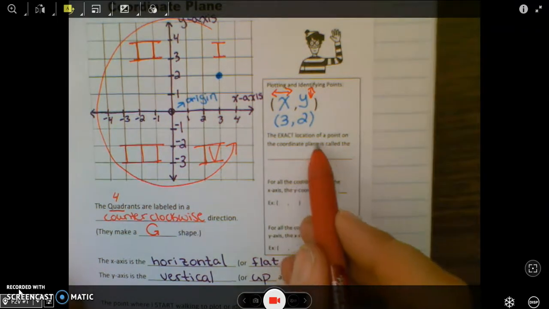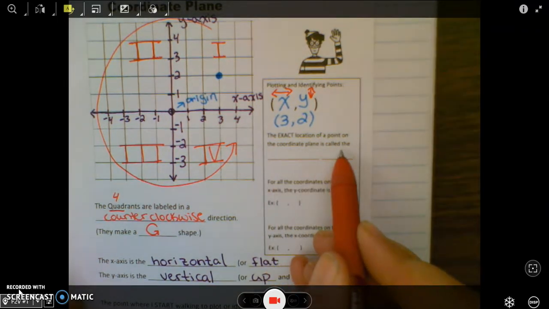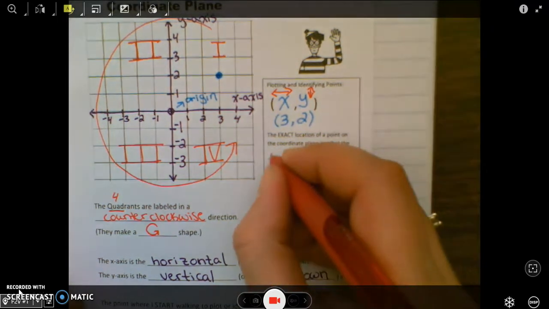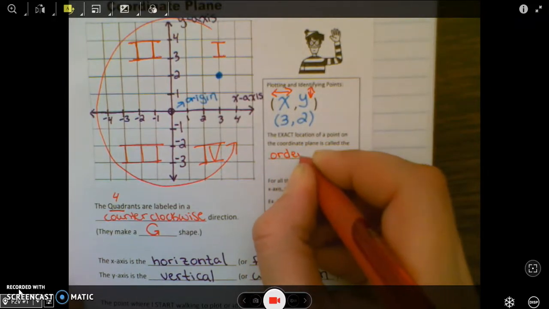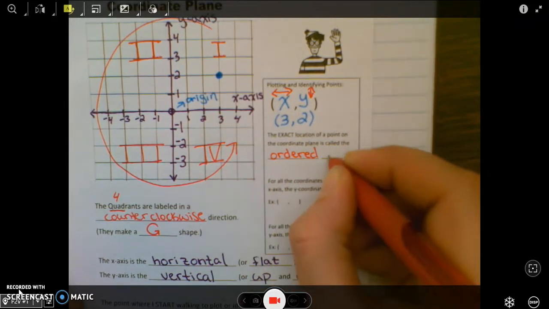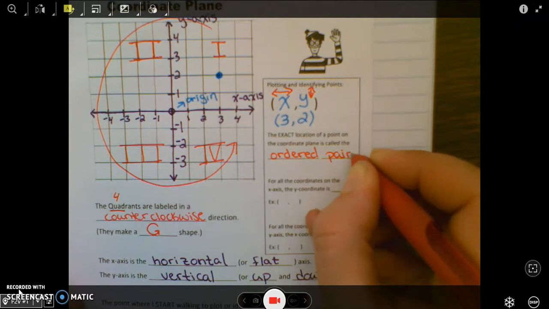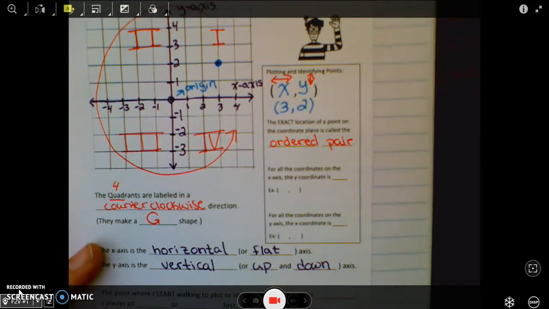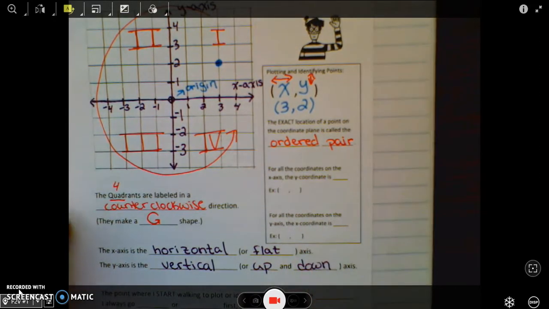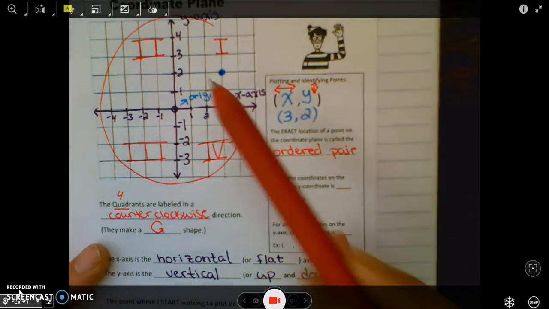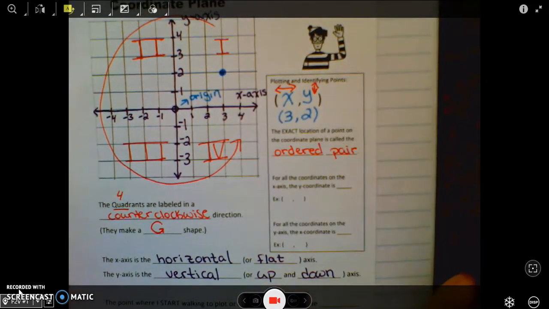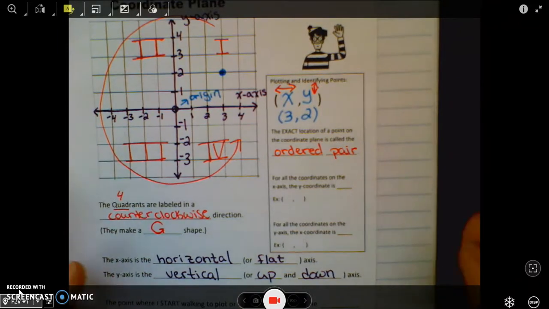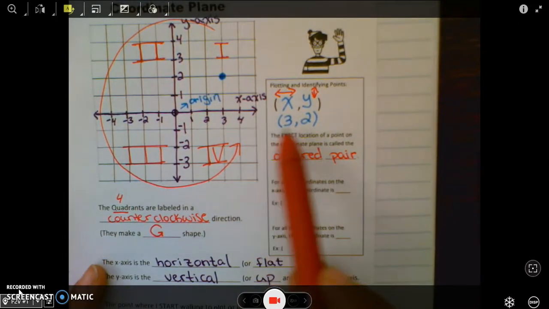Now, the exact location of a point on the coordinate plane is called the ordered pair. So there's more vocabulary. Coordinates or ordered pair is the same thing. Now, we will figure out some of these rules later, and distance and plotting points later. So if you're going to plot this point on your own, I said you might want to wait until we discussed how to get there.